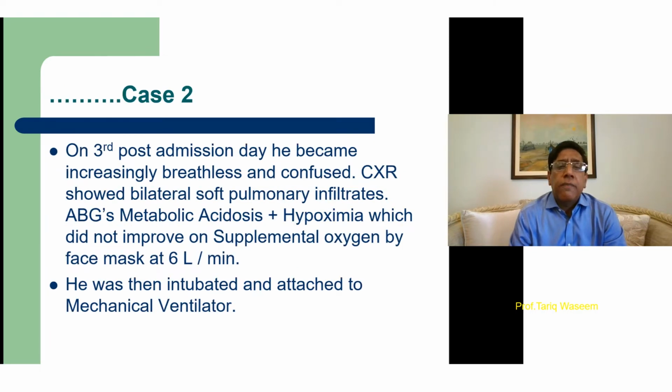On the third post-admission day, he became increasingly breathless. He started getting confused. His chest X-ray showed bilateral soft pulmonary infiltrates. Arterial blood gases were done, and there was metabolic acidosis plus hypoxemia. This hypoxemia again was not improving when he was given very high flow oxygen through face mask at a rate of around 6 liters per minute. It was then decided that he needs to be intubated, an endotracheal tube was passed, and he was attached to a mechanical ventilator.